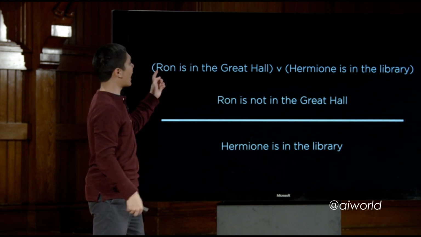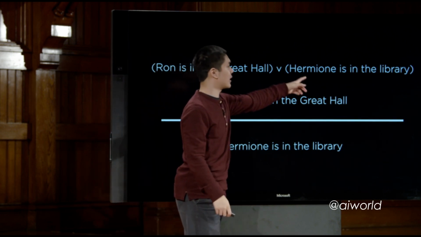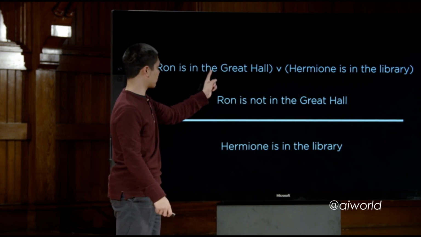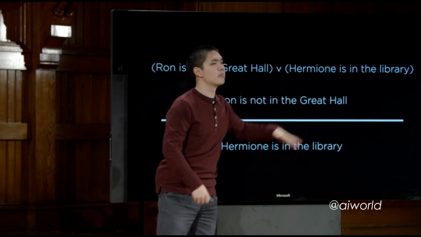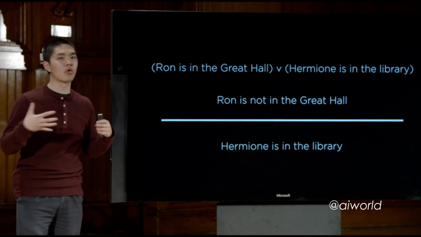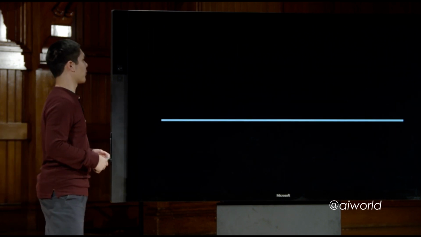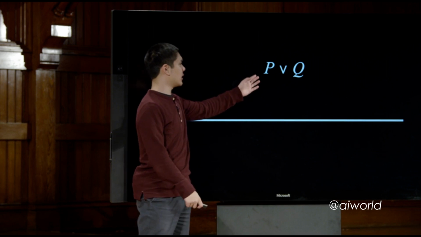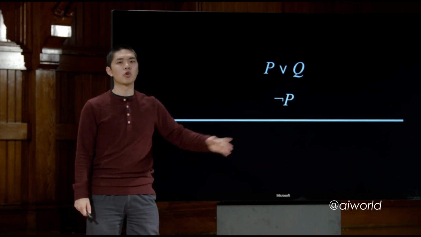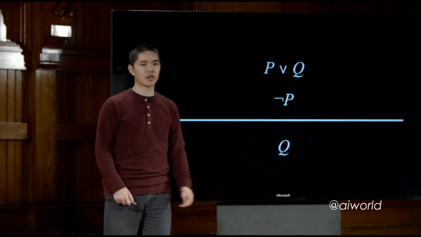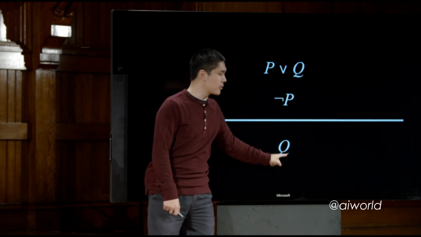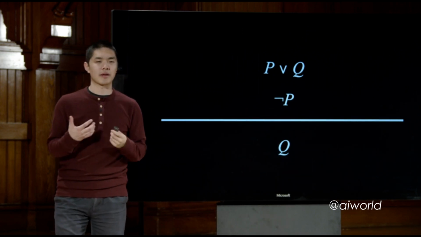This sentence tells us that either Ron is in the Great Hall or Hermione is in the library. So if we know that Ron is not in the Great Hall, that conflicts with this one, which means Hermione must be in the library. And this we can frame as a more general rule known as the unit resolution rule, a rule that says that if we have P or Q, and we also know not P, well, then from that we can reasonably conclude Q. That if P or Q are true, and we know that P is not true, the only possibility is for Q to then be true.